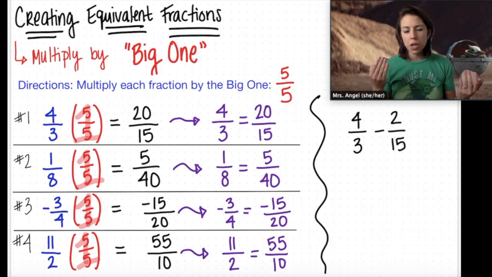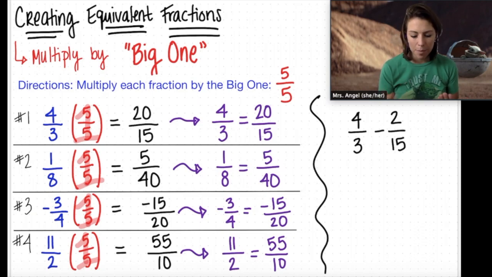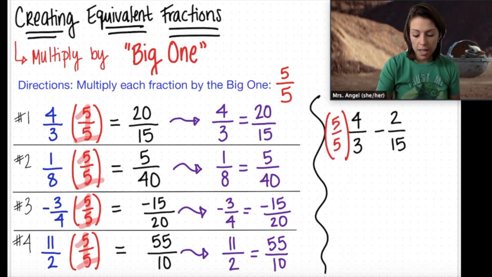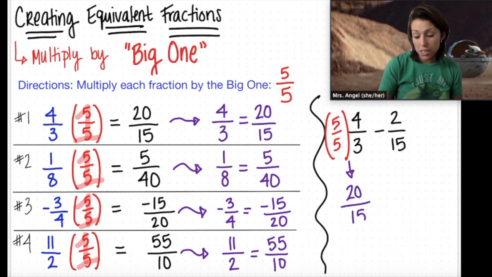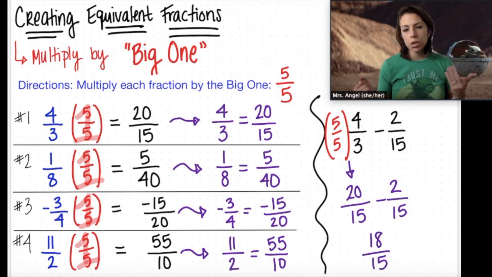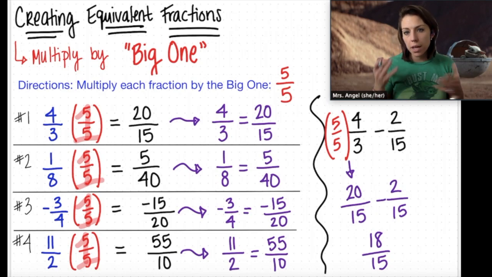Remember, in order to add or subtract, those denominators have to be the same. So I would basically be looking here and going, wait a minute, I can't subtract 1/3 and 1/15, but I could create an equivalent fraction out of 4/3 that I know is equivalent to 15, and I would do so by multiplying by a big 1, 5/5. Then 4/3 could be rewritten as 20/15, which is equivalent, just with a different denominator, and then I could actually do this subtraction. So that's when you use multiplying by big ones. You use it when you're adding and subtracting with unlike denominators.